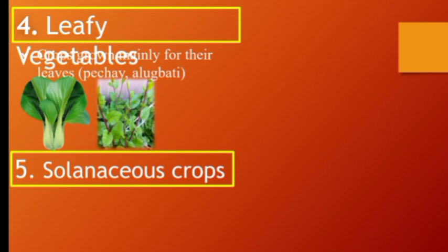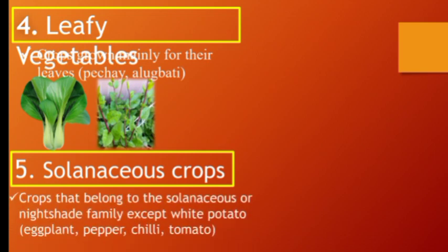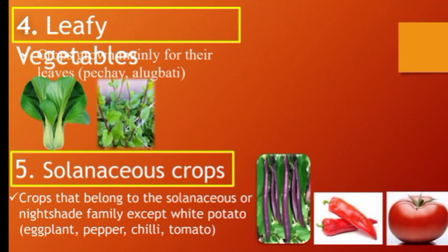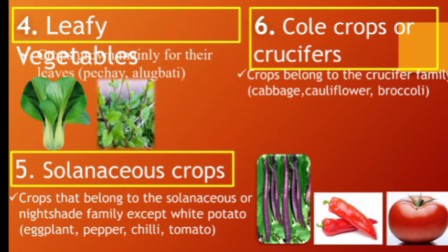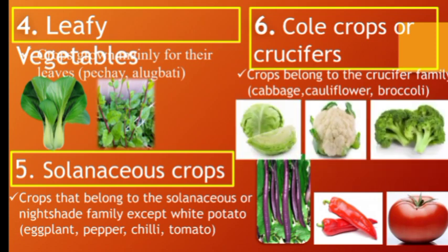Fifth are solanaceous crops, which are crops that belong to the solanaceous or nightshade family, except white potato. Examples are eggplant, the pepper, the chili, and the tomato. So the sixth is cole crops or crucifers. Crops belonging to the crucifer family, like cabbage, cauliflower, and broccoli. So same as brassica. Brassica oleracea, botrytis, capitata.